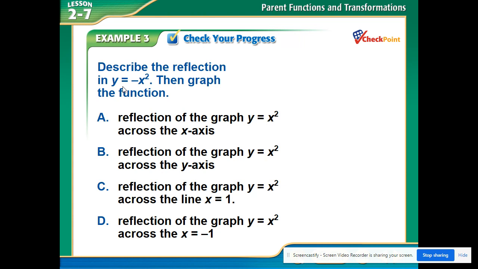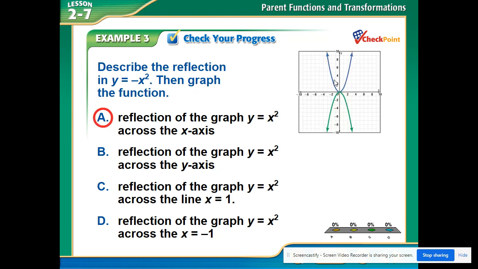You're going to graph this one, y equals negative x squared. Take a look at it. The original one's here, and the second one is here, so it's again reflected. That negative reflects.